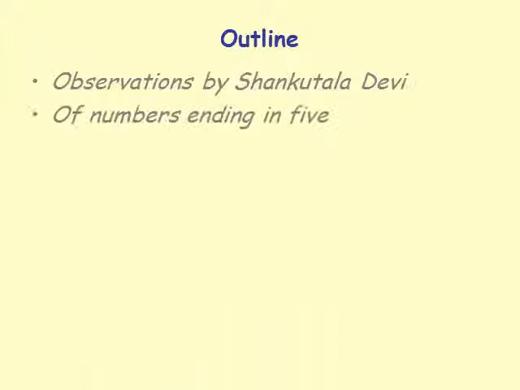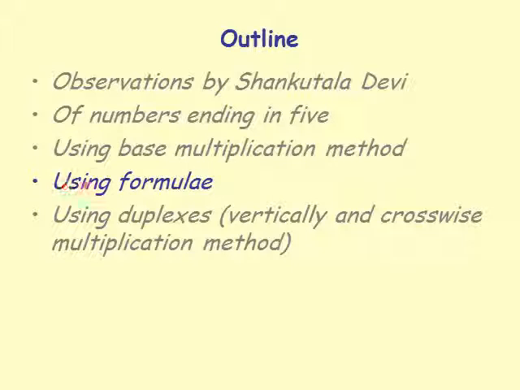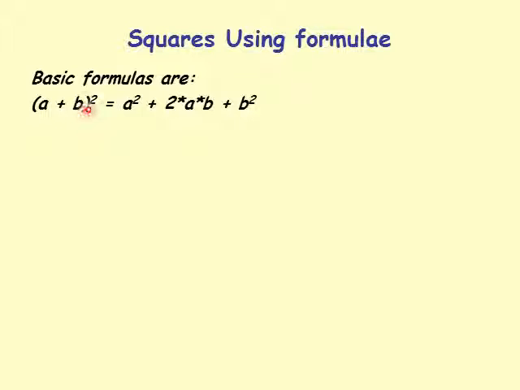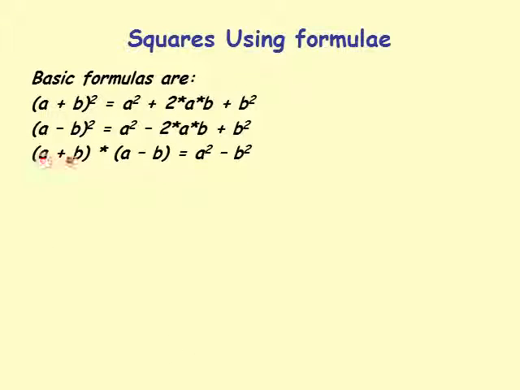Next section, please. In this section, we would discuss squares using formula. The basic formulas are: (a plus b) squared is a squared plus 2ab plus b squared. (a minus b) squared is a squared minus 2ab plus b squared. And (a plus b) times (a minus b) is equal to a squared minus b squared.